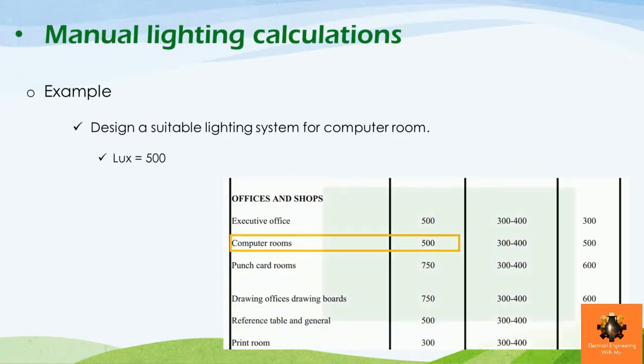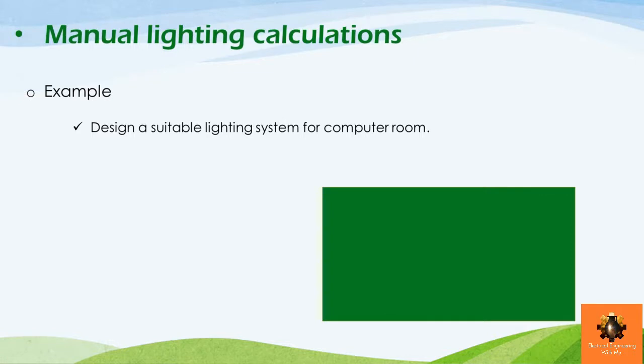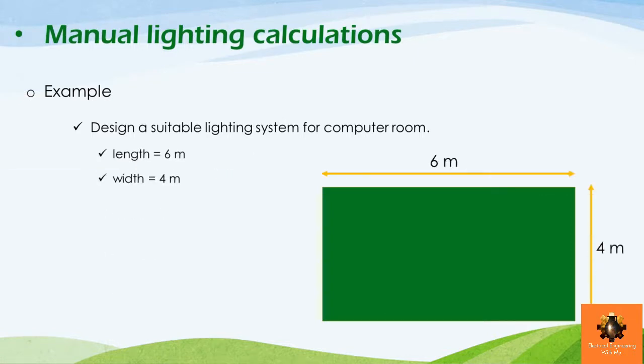Alright. Now the second piece of information is the dimensions of the room, as the room length is 6 meter and its width is 4 meter.